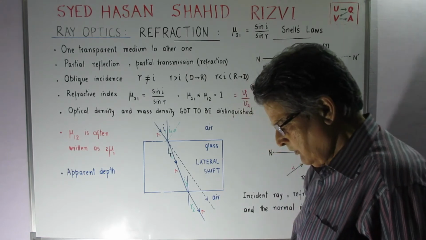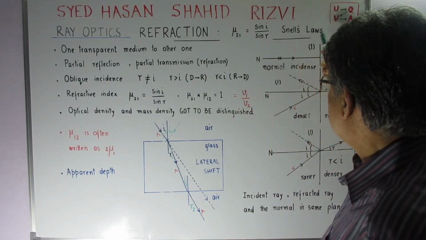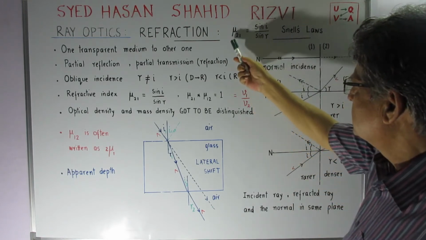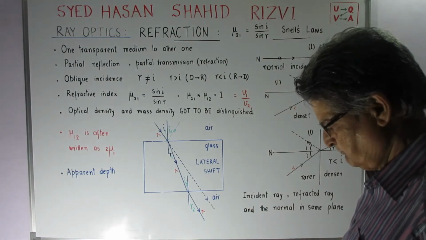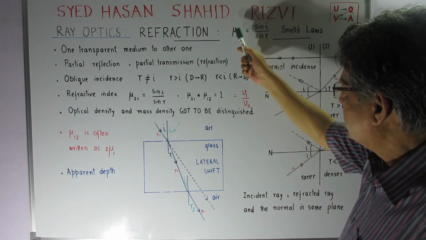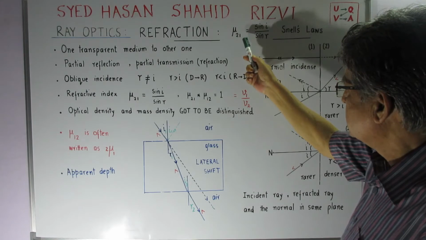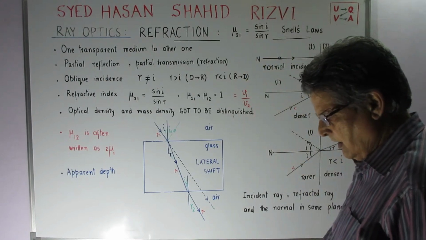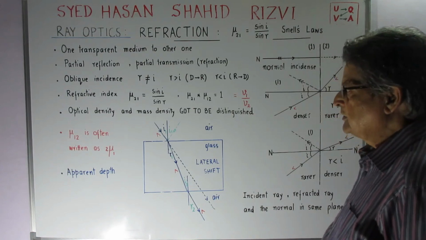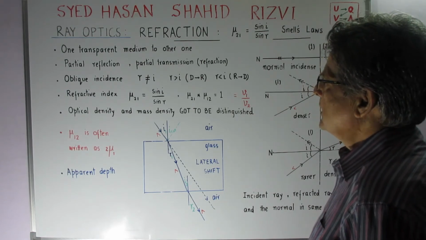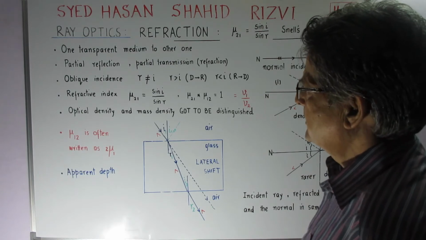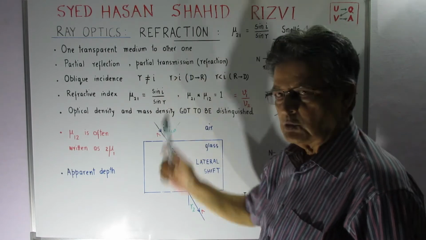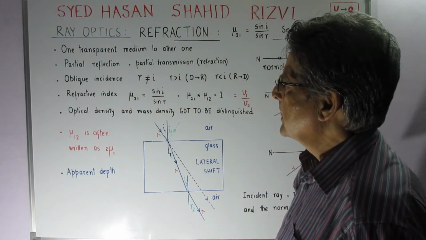Refraction, which follows Snell's laws, and there is something called refractive index. This reads refractive index of medium 2 with respect to medium 1, and it is equal to sin i upon sin r, where i and r are the angles of incidence and refraction respectively. Refraction takes place when the ray of light travels from one transparent medium to another transparent medium.